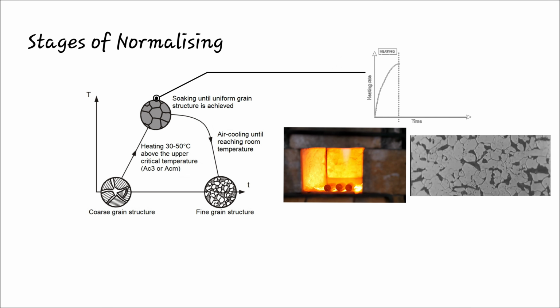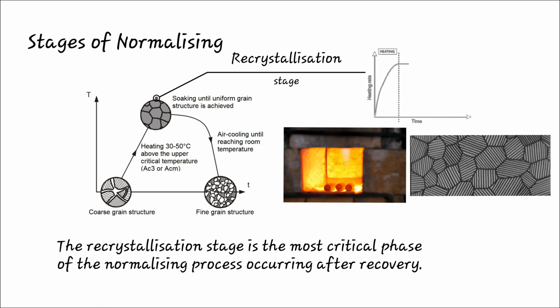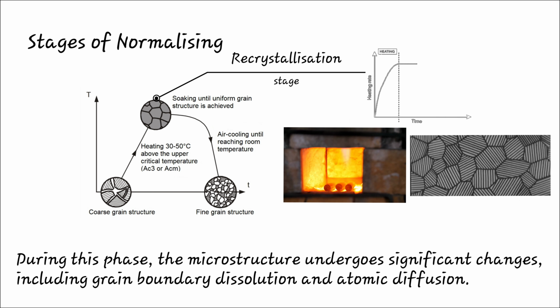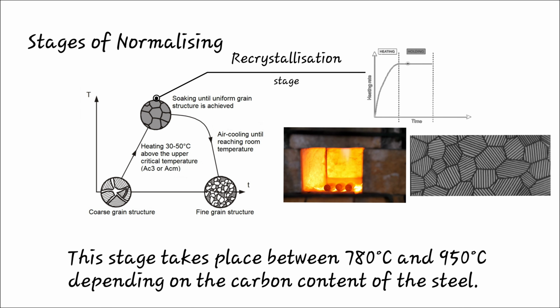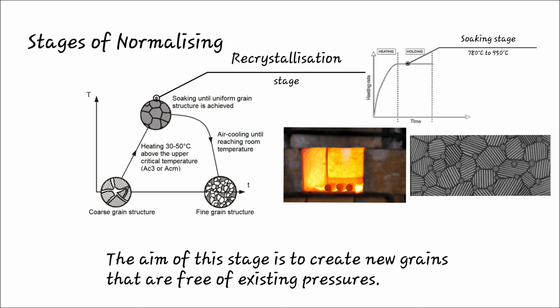The recrystallization stage. The recrystallization stage is the most critical phase of the normalizing process, occurring after recovery. During this phase, the microstructure undergoes significant changes, including grain boundary dissolution and atomic diffusion. This stage takes place between 780 degrees Celsius and 950 degrees Celsius, depending on the carbon content of the steel. The metal is held at this temperature for a duration known as soaking. The aim of this stage is to create new grains that are free of existing stresses.